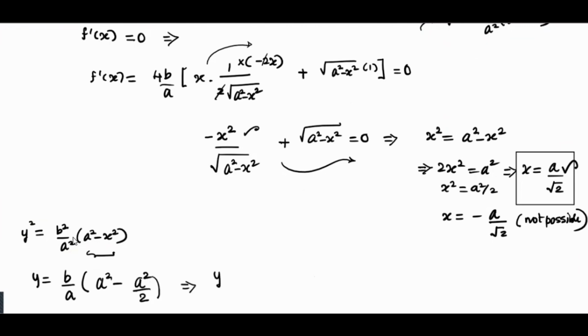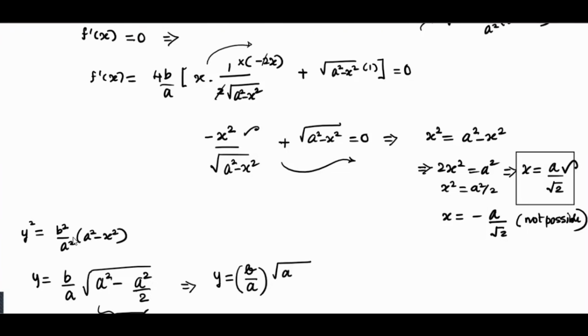So here it becomes y is equal to b by a times of a square minus a square by 2. So this would be a square by 2. And I think it should have been under square root, correct? This should have been under square root. So root of a square minus a square by 2. So that would be just root of a square by 2.